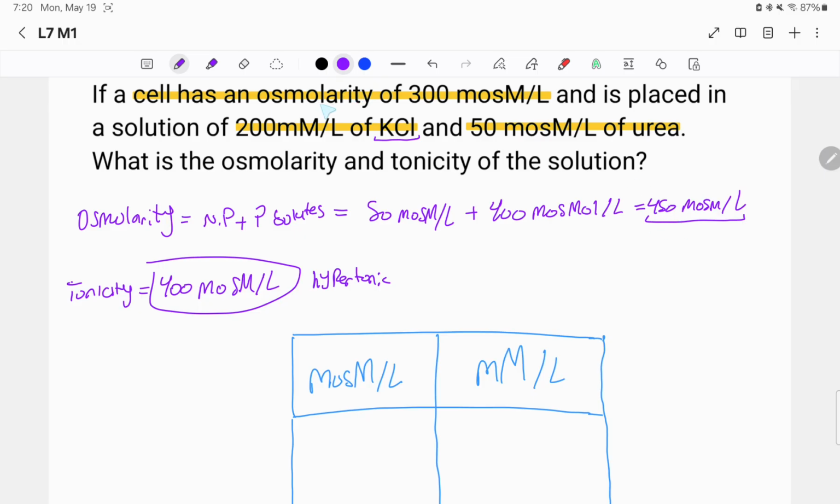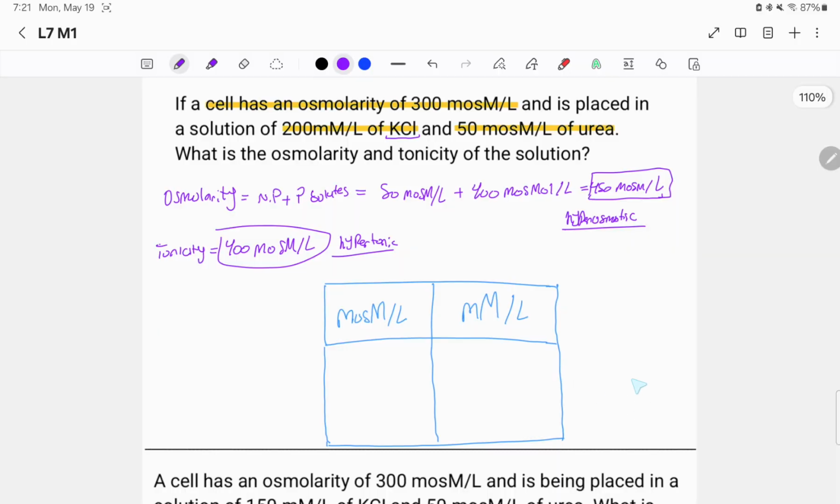We know that the inside of the cell, we were given an osmolarity of 300, and this is 450, okay? So if that is the scenario, then we know that we are also hyperosmotic in our solution. So hyperosmotic and hypertonic. Great. Now, I have to let you know that this is not always the case where a question you might calculate is both hyperosmotic and hypertonic. Sometimes you might have hypotonic but hyperosmotic, or vice versa, and we'll practice that in the next question.